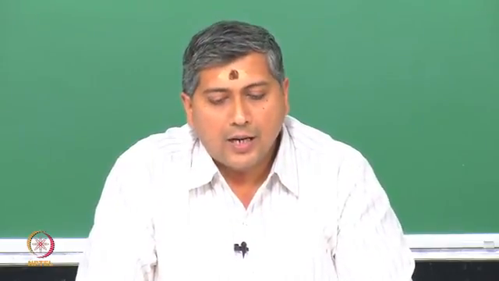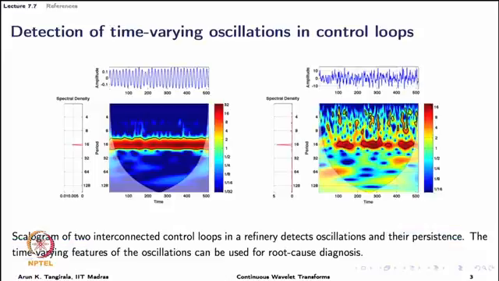In this application, what we are looking at is a large refinery where a number of control loops are in operation, and normally one is interested in the health of these loops pretty much like we are interested in the health of a biological process such as ourselves. And one of the symptoms of poor control loop performance is oscillatory behavior or oscillatory characteristics in the control loops.